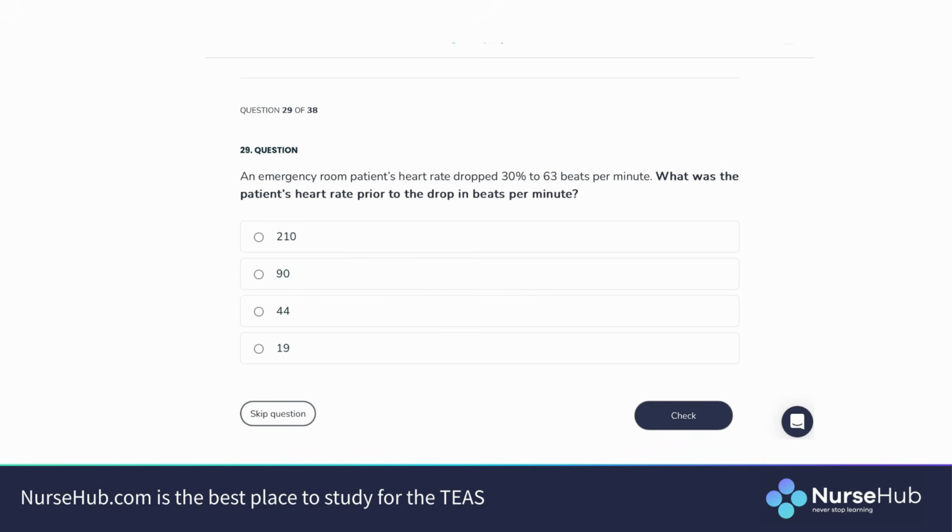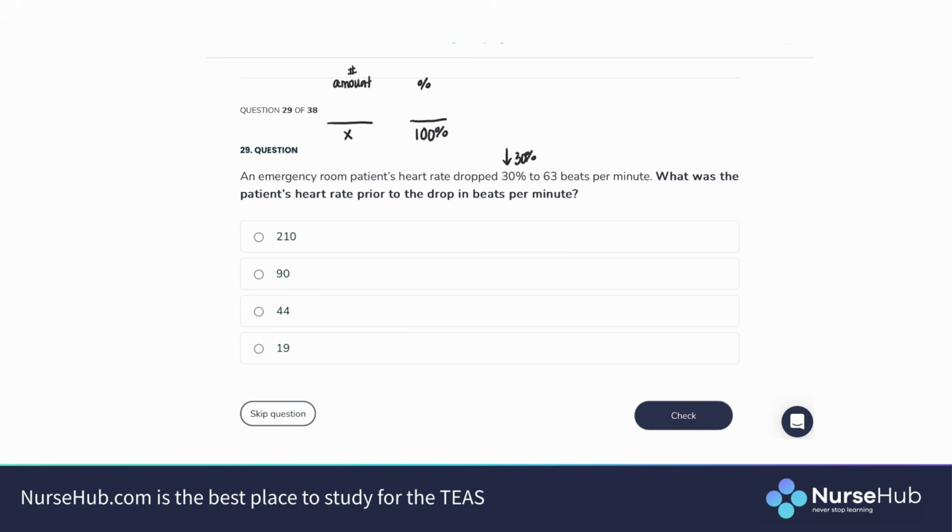So there are a few ways to solve this problem. I'm going to show you an easy fail-safe way to do this using proportions. If we think about a proportion with percentages, we have percent and we also have an actual number amount. The patient's heart rate dropped 30% to 63 beats per minute. What was the patient's heart rate prior? So we're looking for what 100% was before it dropped. We're missing the original amount, which was equal to 100%.